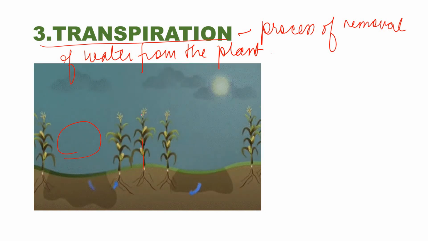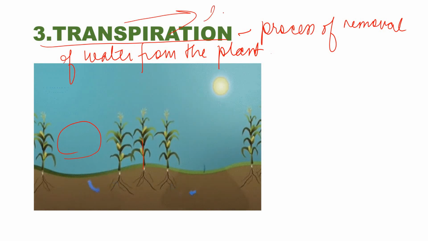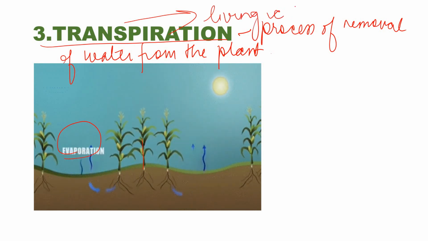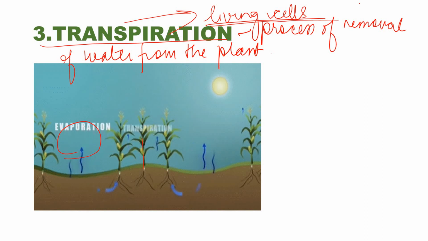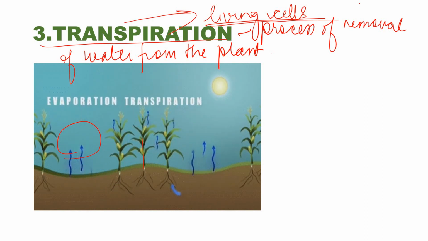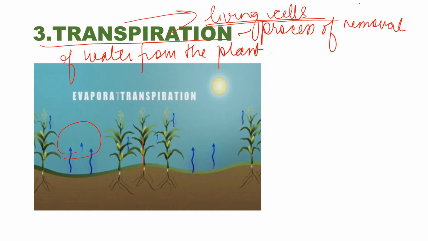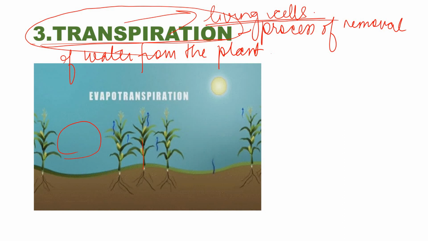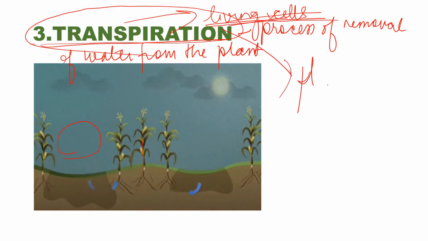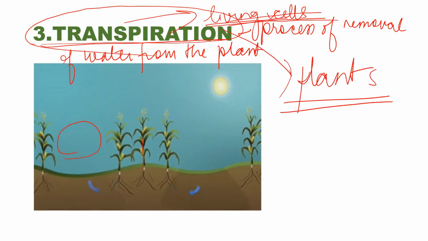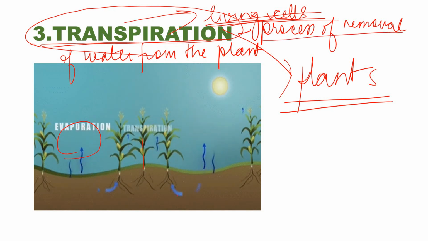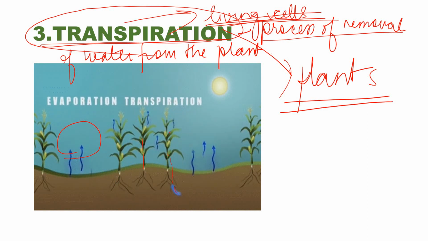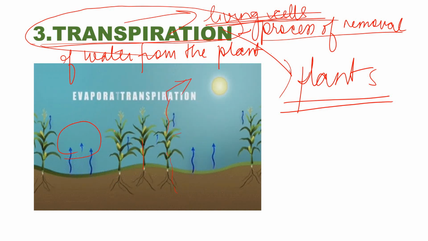loss of water. Well, transpiration is a process which happens only in living cells. Always remember this. Evaporation can happen in both living and non-living items, but transpiration will always take place in living cells, specifically in plants, and that is the process of removal of water from the plant. You can see that from the roots the water is going up, and from the leaves it is going out into the atmosphere.